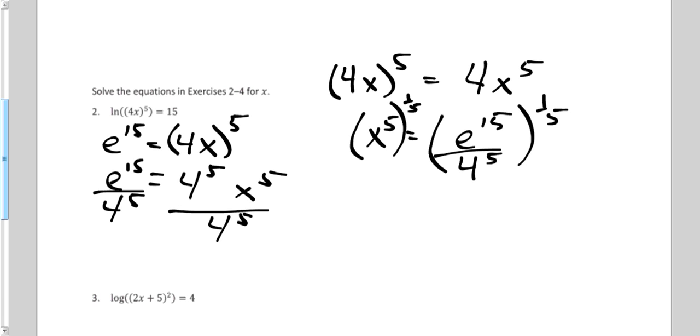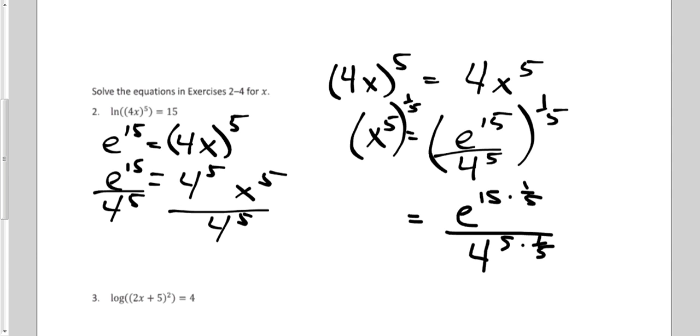If I do x to the a power, all to the b power, what does this equal? X to the ab power, right? So I multiply the exponents. I multiply the exponents here. So this is going to equal e to the 15th times 1/5, and this is going to be over 4 to the 5th times 1/5. This is beautiful.